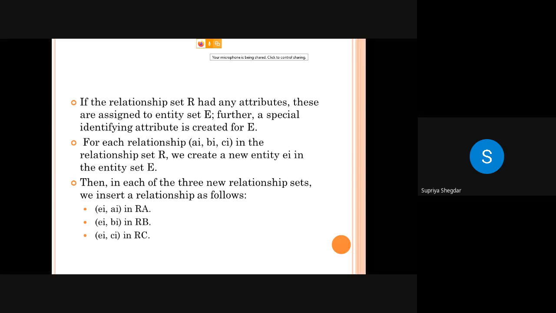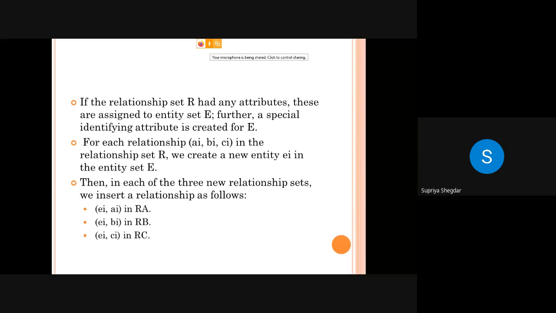Then, if the relationship set R had some attributes, these are assigned to the entity set E. We know that we can give attributes to a relationship set, and if we replace the relationship set by an entity set, then we can directly give that attribute to the entity set. And for each relationship (AI, BI, CI) in the relationship set R, we create a new entity EI in the entity set E.